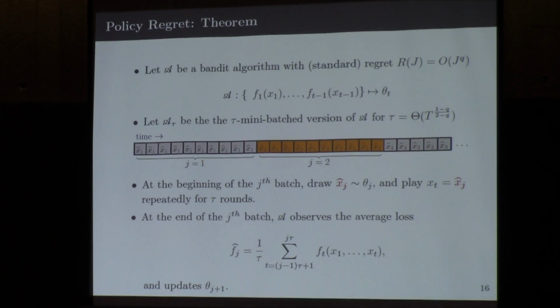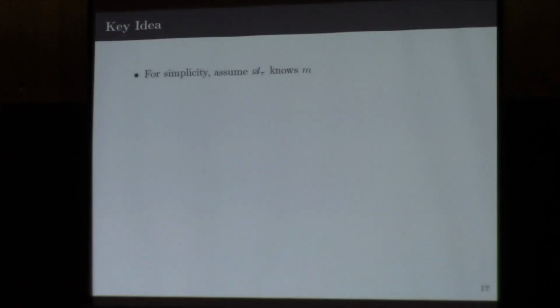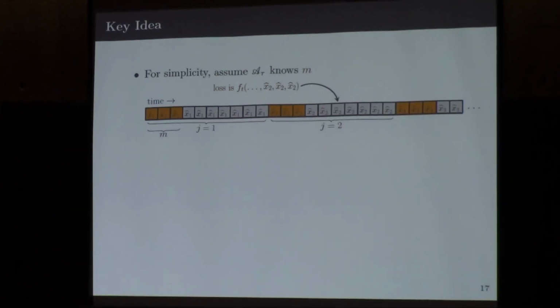Okay, so we're going to look at this mini-batch version A_tau. And here's what we're going to argue: as long as these mini-batches are larger than the memory of the memory-bounded adversary, the policy regret of A_tau against any M memory-bounded adversary is sublinear in T. And this is how the reasoning goes. For now, let's just assume that the learner knows the memory M. We don't need to.